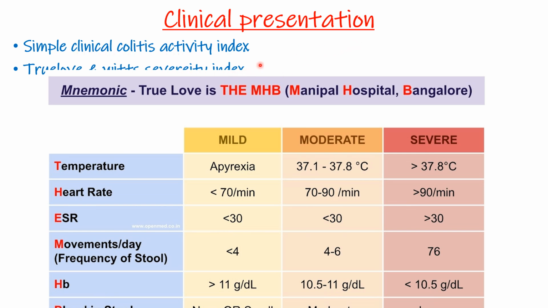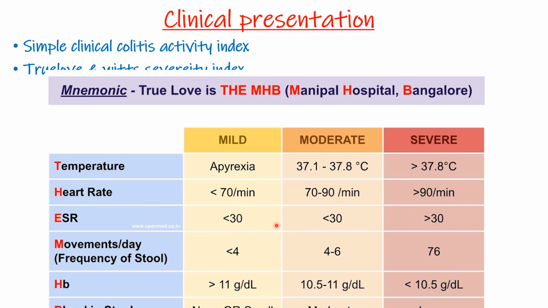There are 2 indices that we use, but the most common one is the Truelove and Witts Severity Index, and this is just the mnemonic. If you're already familiar with the context, you know Truelove is the MHB, which you could just cram if you're already familiar with the hospital. So this is temperature, which could be not elevated, then moderate, and then severe. And then heart rate, it is elevated with tachycardia.